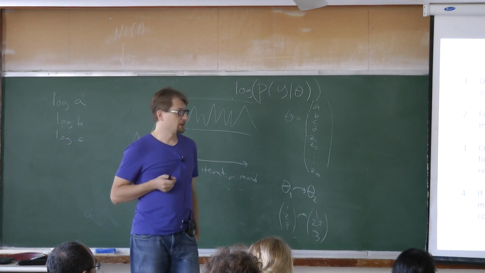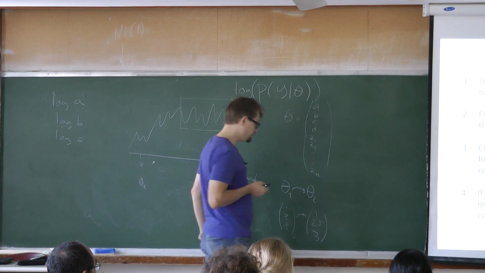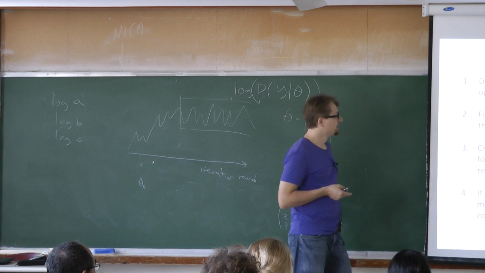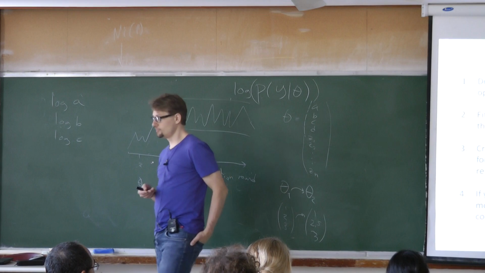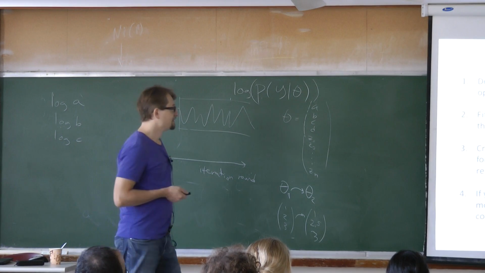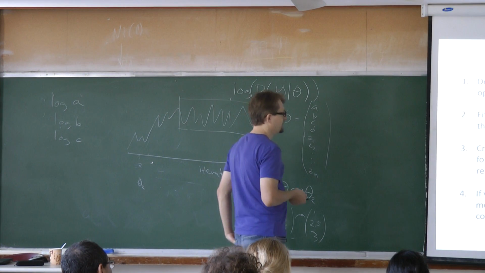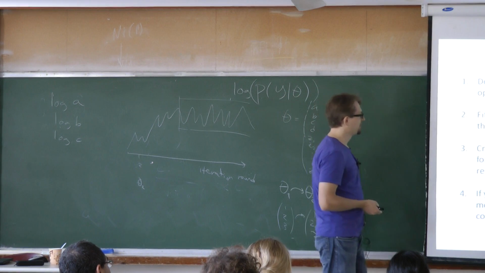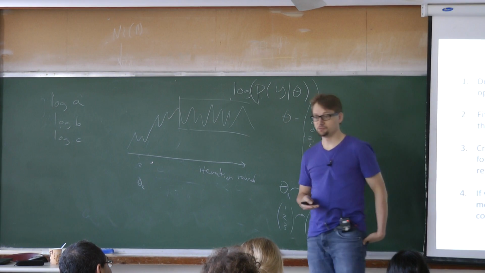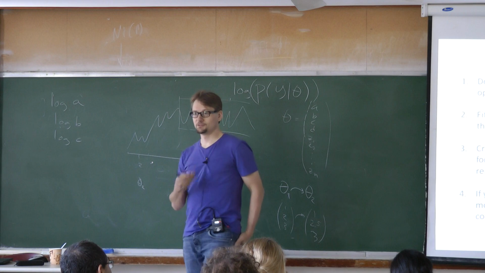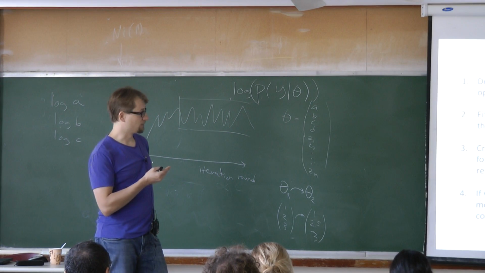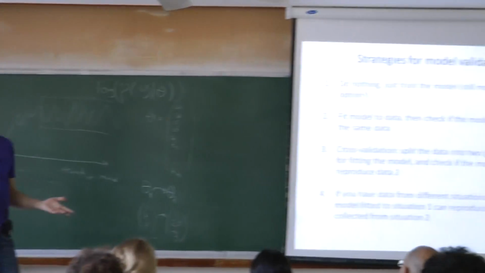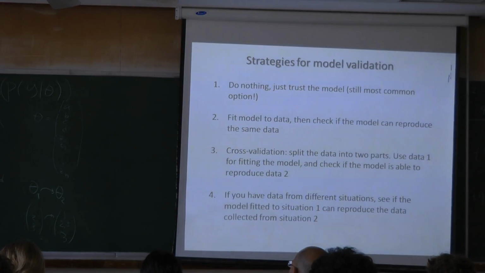Let's then talk a little bit about model validation. I just outlined here four strategies that you can take to model validation. The first one is that you just don't do any model validation. Just trust the model that you fit. This sounds silly, but if you read the literature, this is still the most common approach: you just fit the model and then you do some predictions, whatever you do. You don't really do model validation.